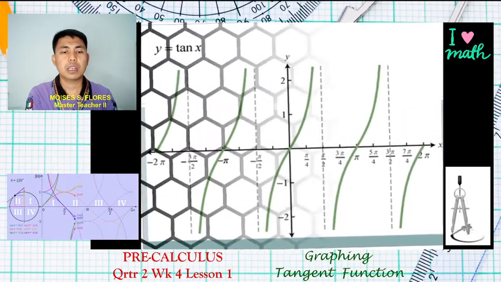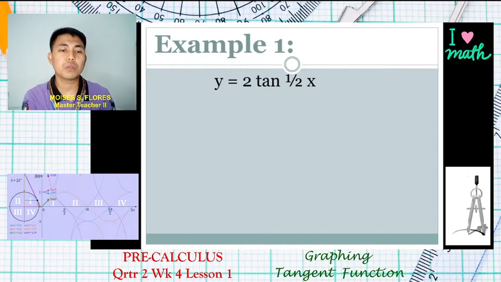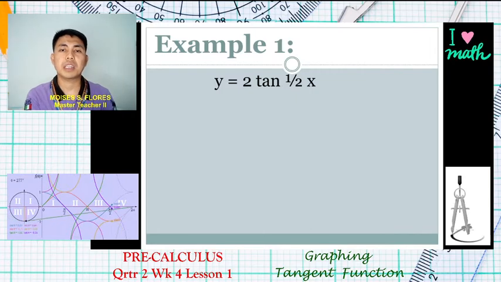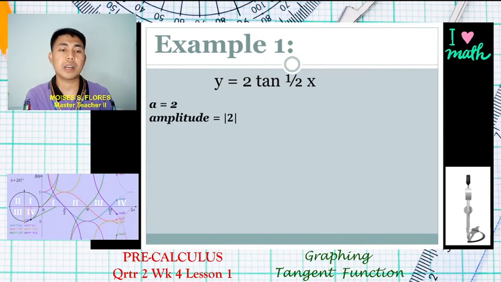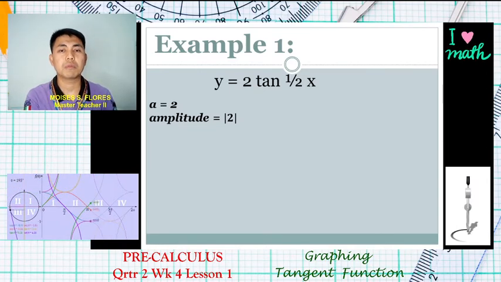Okay, our next example here is y equals 2 tangent 1/2 of x. Upon identifying the parts, your 2 there is referring to our a, which means our amplitude is the absolute value of 2. Later on we will show that on our graph. That's not particularly the height of our given graph, but instead it would be significant in determining the coordinates of our graph later on in this tangent.